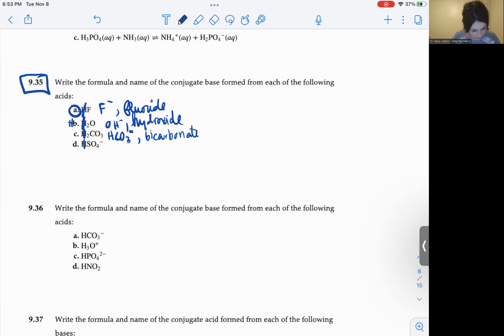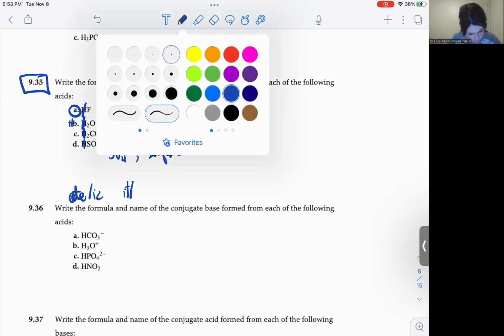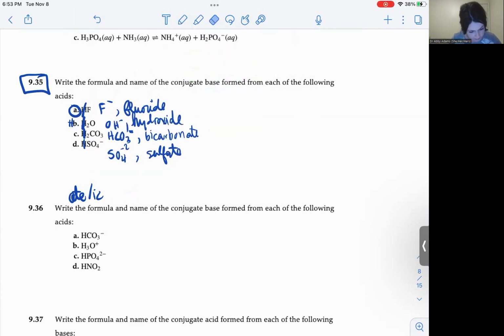Okay, and what are we going to have here? We've lost a proton, so we have SO4, and the overall charge on that polyatomic ion is going to change, and now you're going to have sulfate. All right, so on these problems too, remember your adic-itis.